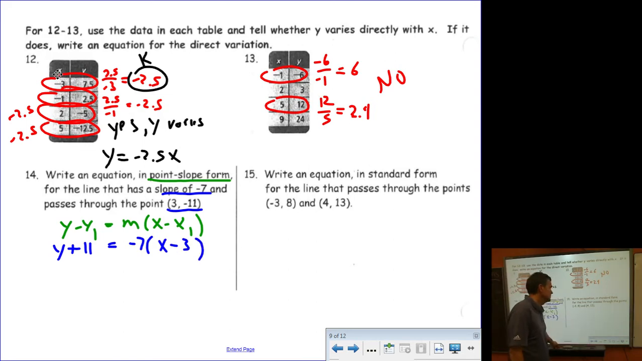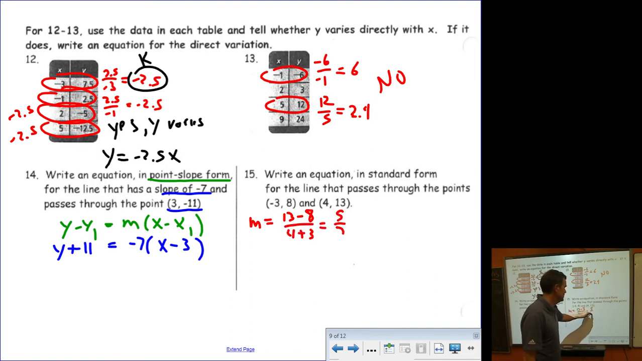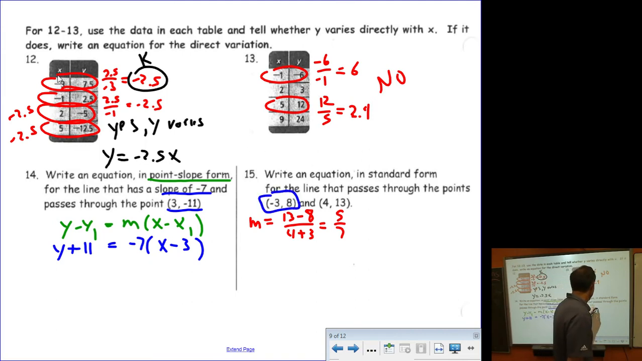Number 15, I need to write an equation in standard form. Well, to write an equation in standard form, I'm first going to have to write it in point-slope form or slope-intercept form. I usually like to do point-slope form. First, I'm going to need the slope, which would be 13 minus 8 over 4 plus 3. So that's going to be 5/7. So my equation in point-slope form would be, I'm going to go ahead and use this point, y minus 8 equals 5/7 times x plus 3.